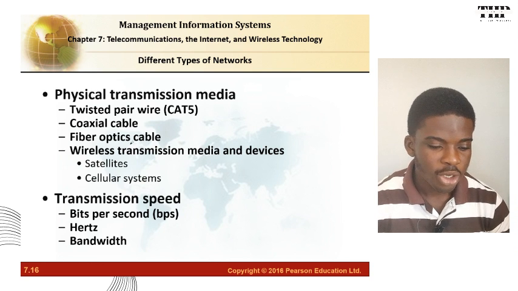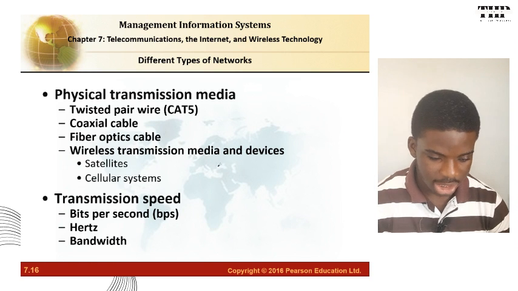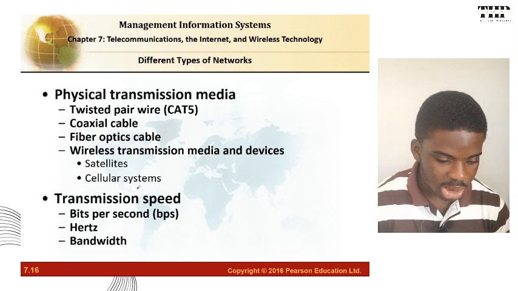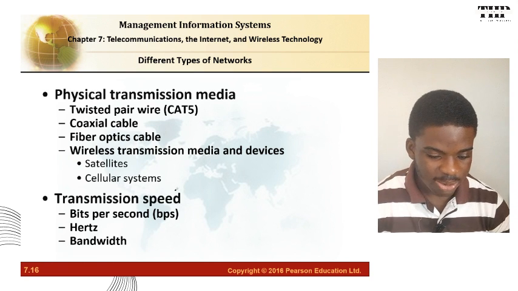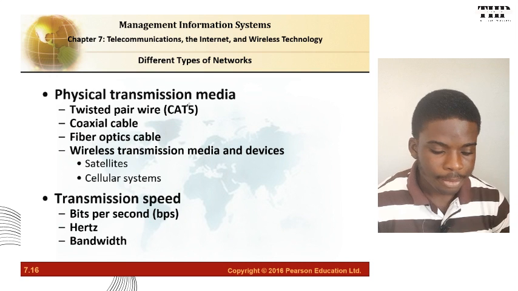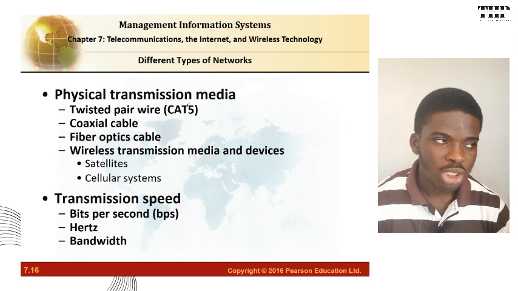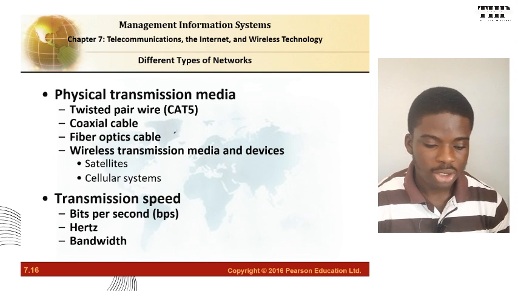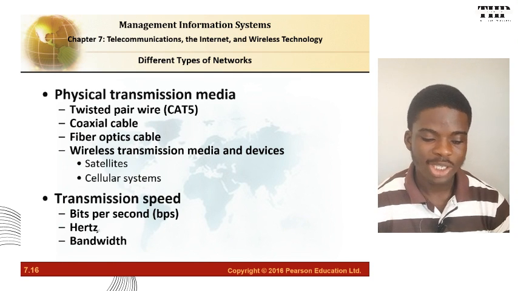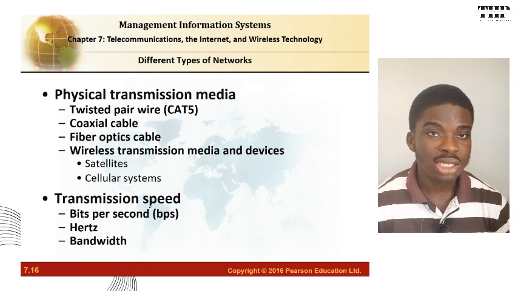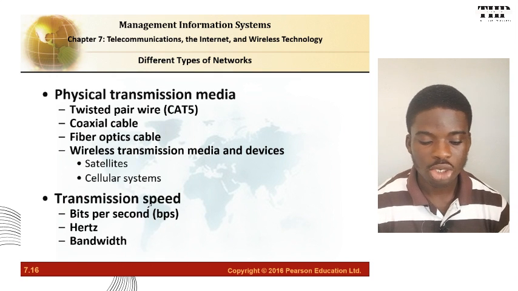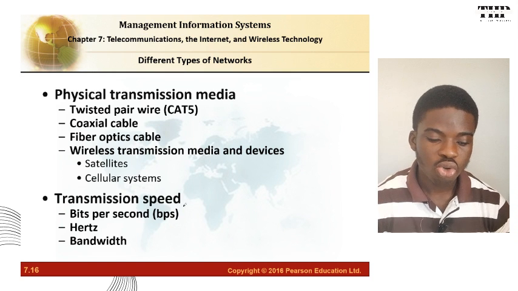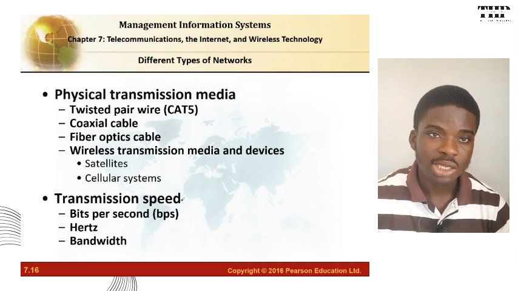Coaxial cable, fiber optics cable, wireless transmission media and devices. So there you have satellites and cellular systems. And there's transmission speed. I think these are terminologies, concepts, or things that we should know when we are talking about networks, right? So transmission speed like this: bits per second, hertz, bandwidth. Right? These are all network language, so it's easier for us to know. So this is how we measure transmission speed on the network.